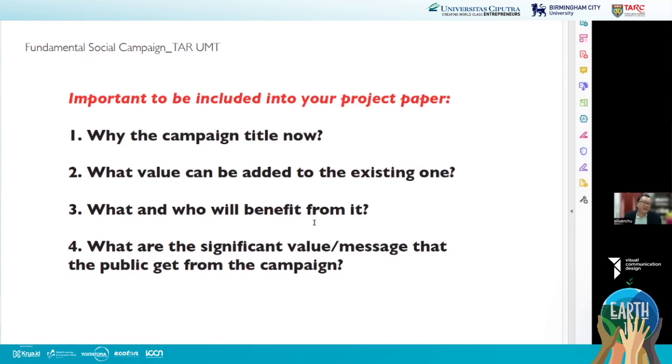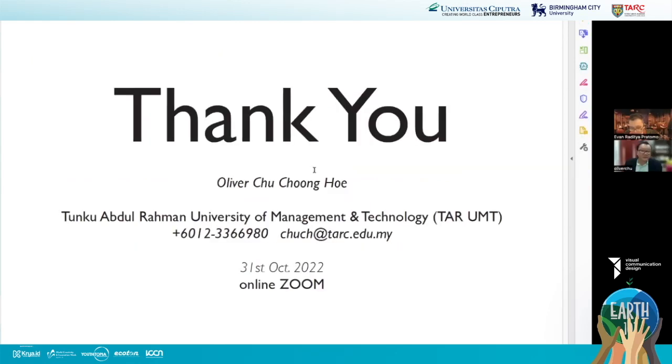So yes, in your project paper, whatever you and your members are planning to do, it's always good to incorporate these 4 points, okay? And then your investors, the people who support you, or the volunteers, simply the other stakeholders, will be more than happy to join you. All right, so I guess that's all for my slides.